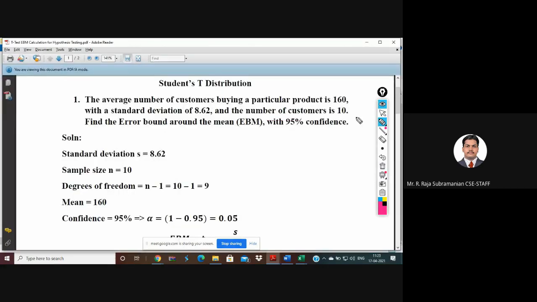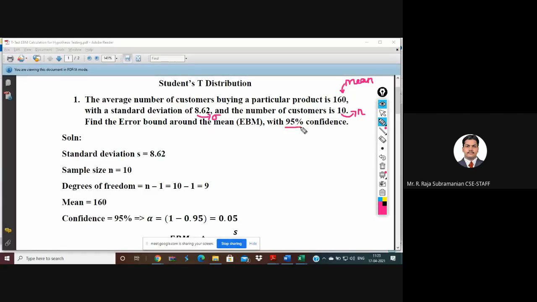Coming to the next testing, the T test. I'm assuming that the average number of customers buying a product is 160. So what is this value, 160? It is the mean, the average number. What is the number of observations? 10. And what is the standard deviation, sigma? Now we need to calculate the error around the mean, and they are given the confidence level.